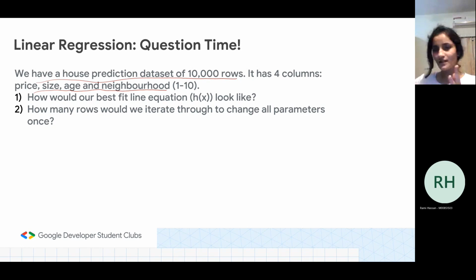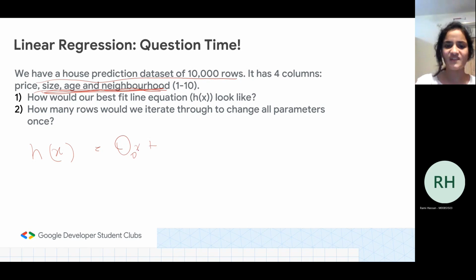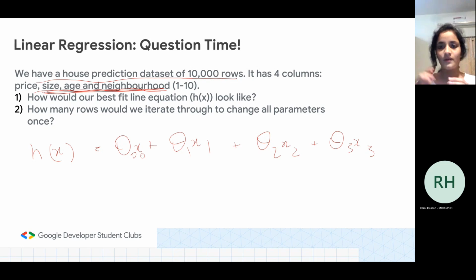Okay, so h of x looks like theta 0 x 0 plus theta 1 x 1, theta 2 x 2, like that it goes on. Over here, we have three features that we're using. Other than price, our prediction, we have three: size, age, and neighborhood, based on which we calculate price, right? So h of x is going to look like, we have theta 0 always, and then we have x1, x2, x3. x0 is just 1, so I'll just add it here. Theta 1 x1. We have three x values, right? So theta 2 x2 plus theta 3 x3. This is our line equation. Three input values, and then their parameters plus the theta 0. This is our line equation. So that's the answer for the first question.